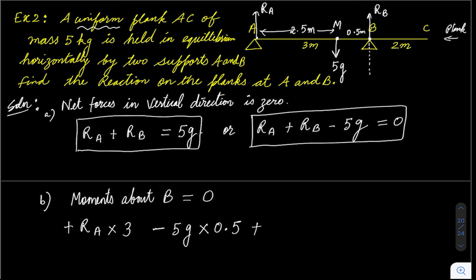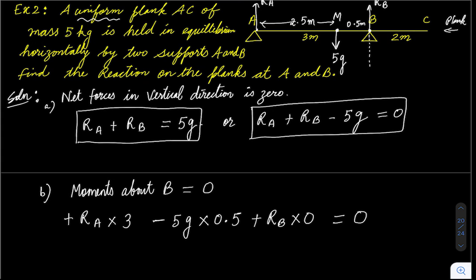And then moment of reaction at B is 0, because we know that perpendicular distance is 0. So that's why we have taken moments at B. You can take moments at A also, you can take moments at M also, C also, whichever point you like. It doesn't matter. But it's always easy if you take one of the points as A or B. Okay, is there any other force? No, that's it.